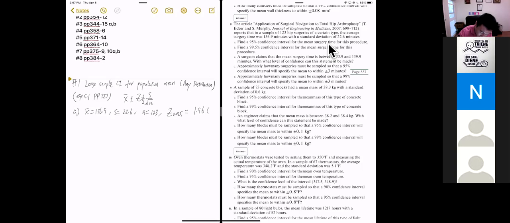So this is table 8.2. Plug these numbers into the equation here and we can figure out an answer. So 136.9 plus or minus the z half alpha 1.96 times s over square root of n. So the range is this.